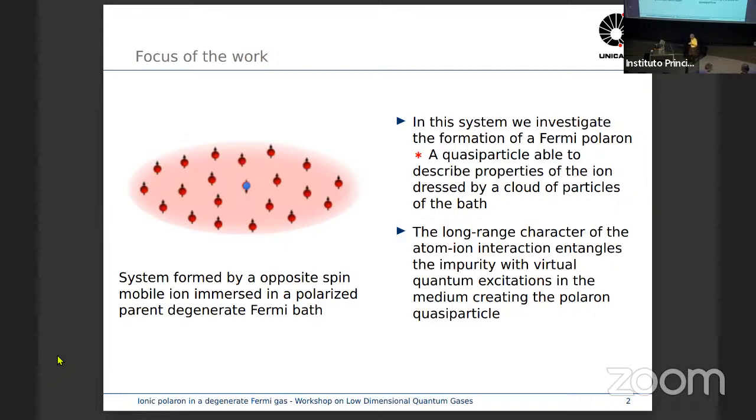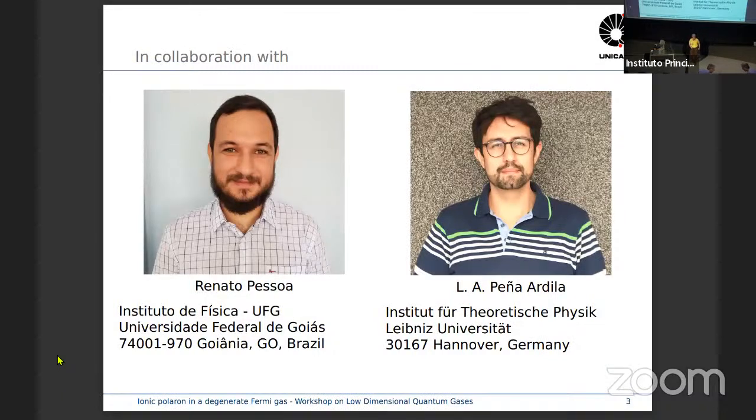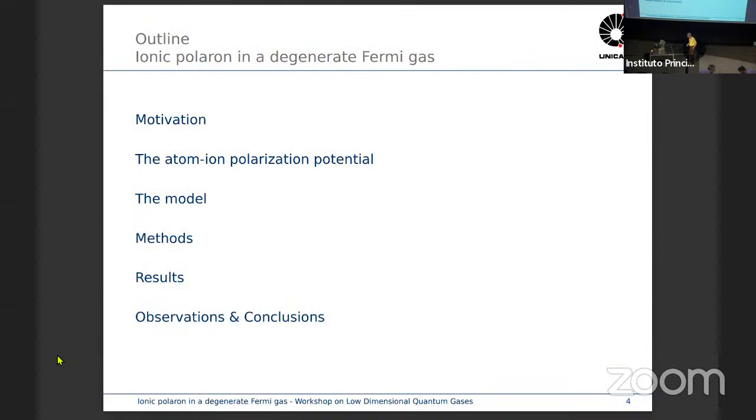So this work is done in collaboration with Renato Pessoa from the Universidade Federal de Goiás and Luis Ardila, who is at Leibniz University in Germany. My talk follows a pretty standard outline. I will talk about the motivation for this work. I will spend some words on the polarization potential, which has some special features. Then I will talk about the model and methods, results, and some conclusions.